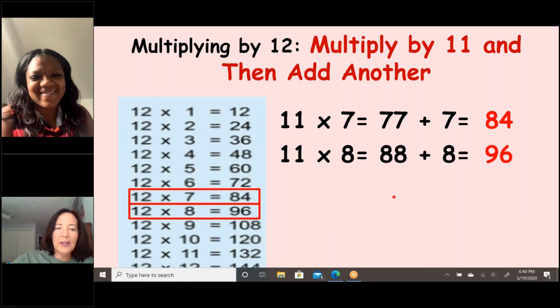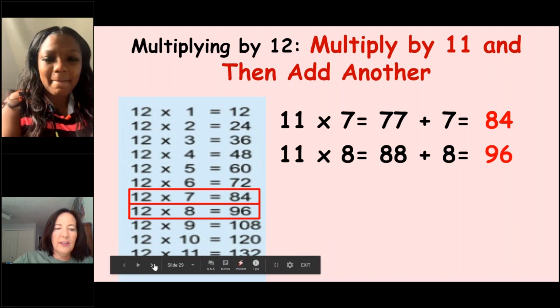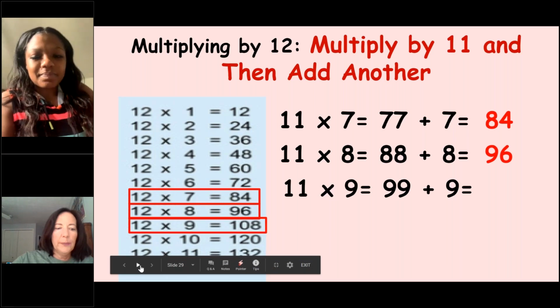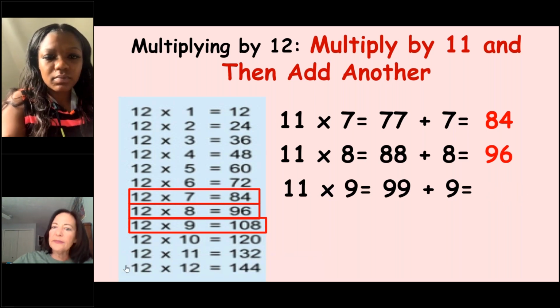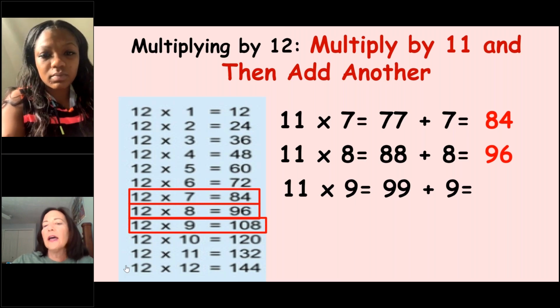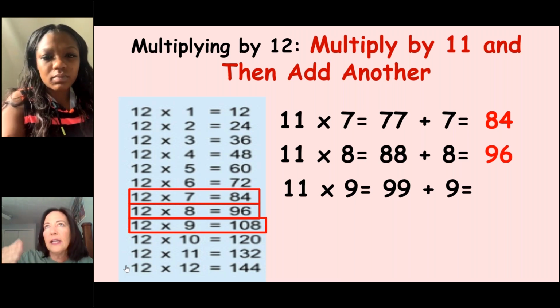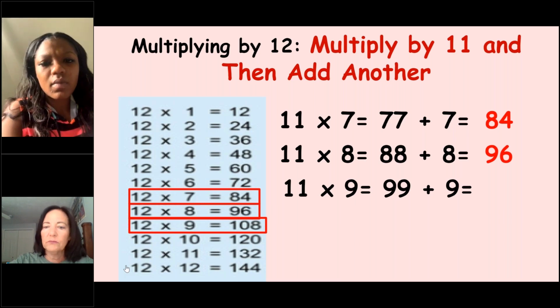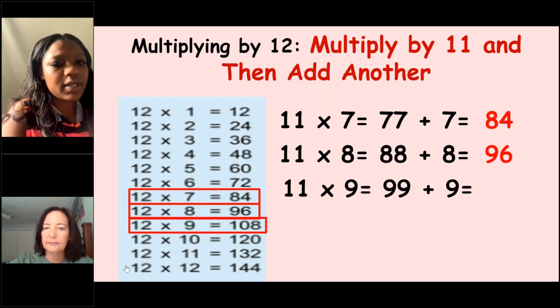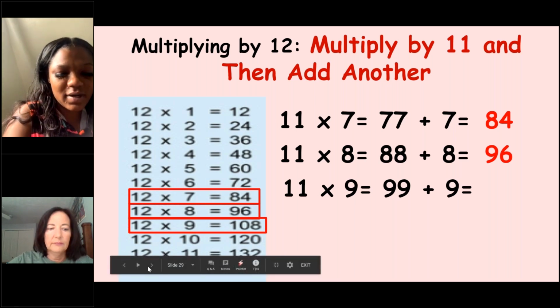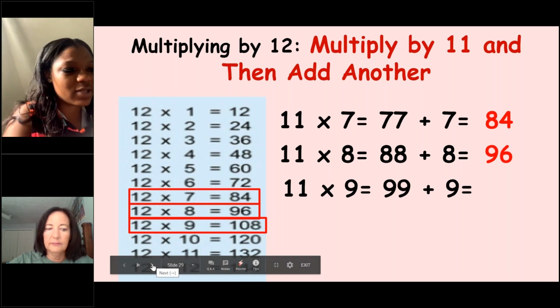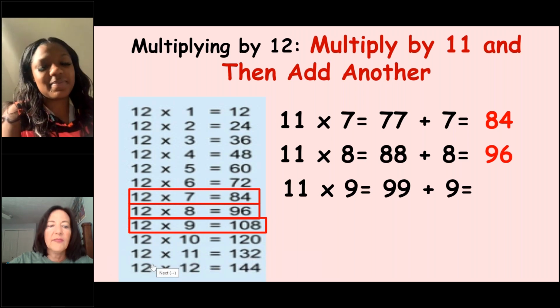Thanks. And the next one, let's do 12 times by 9. We know 11 times 9 is 99. Count on another 9. 99 plus 9 more. Okay, 99, 100, 101, 102, 103, 104, 105, 106, 107, 108. That's it.